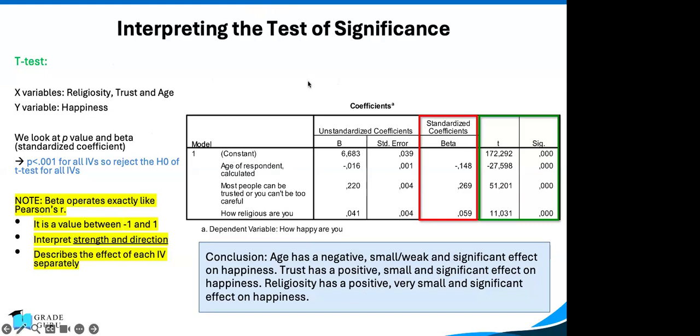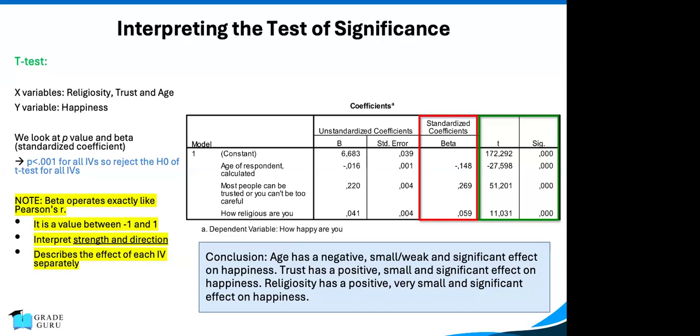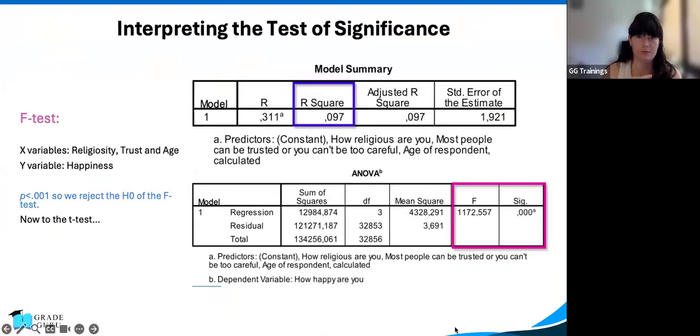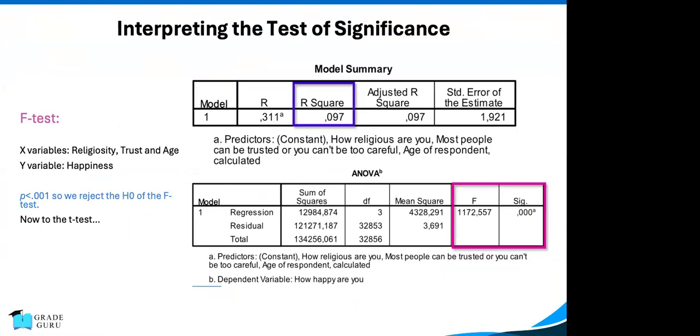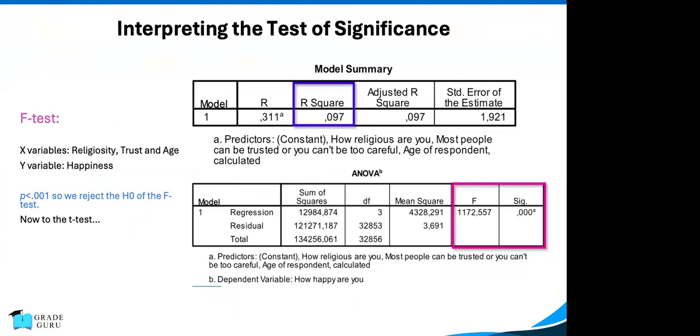Sorry, but also for beta, do we have to write it down at all, or do we just have to say in the conclusion weak, negative, whatever? Yeah, you do need to actually give your beta. And then for the R squared, from the F test, you give the R square when you conclude about the F test. So when you reject your H0, accept your H1, provide your R square.